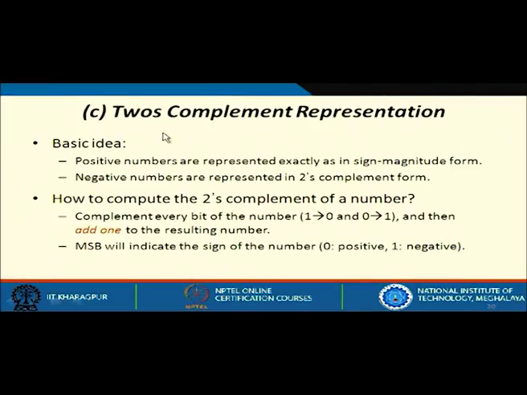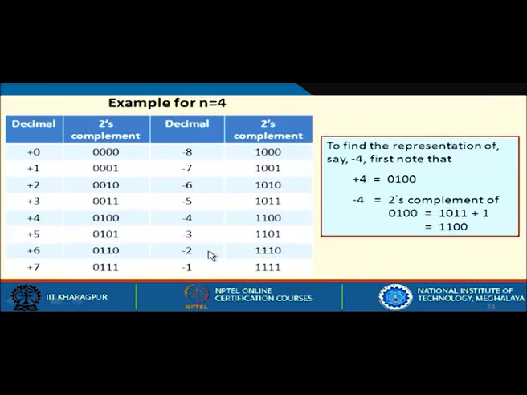Let us move on and see the 2's complement representation. Here the positive numbers are represented exactly the way as in sign magnitude form, but the negative numbers are represented in 2's complement form. By 2's complement, what do we mean? Firstly, we do 1's complement and then we add 1 to the resulting number. So, this is the 2's complement representation. Here also the MSB will indicate the sign of a number, 0 for positive, 1 for negative.